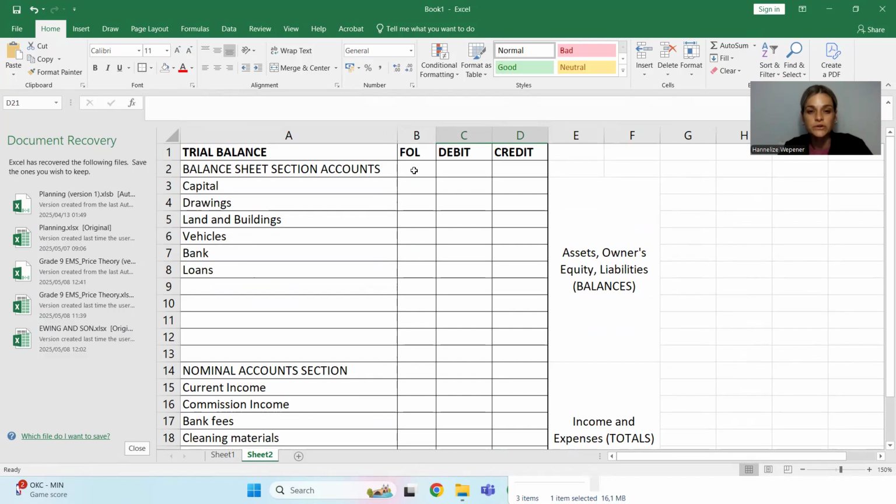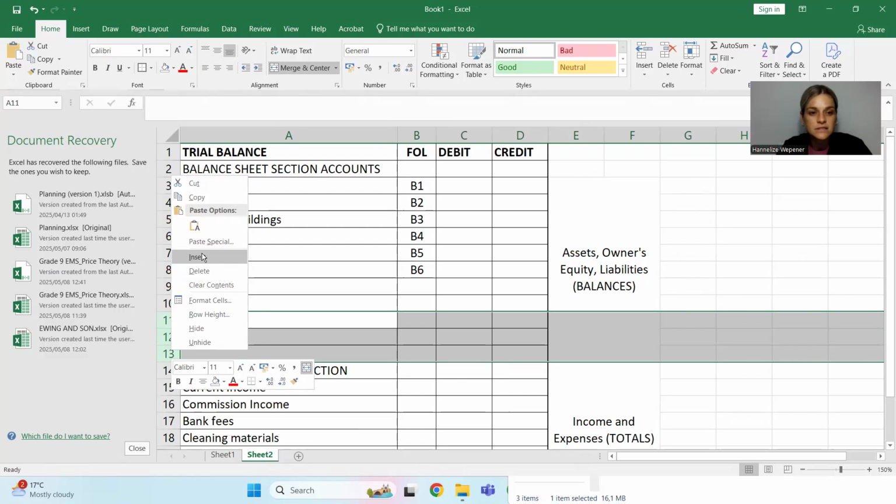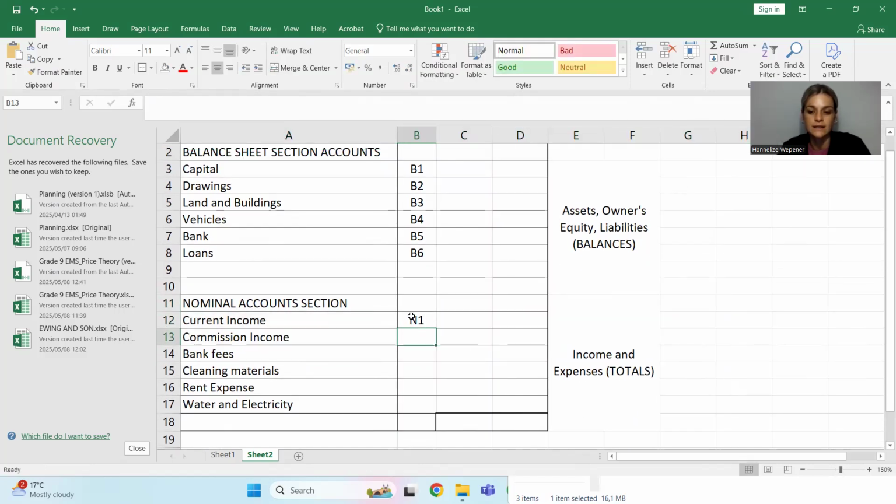So then folio means reference number. In other words, where did I get this information from? And remember, I said the trial balance is a summary of the general ledger. So whatever the ledger account is, that number will go into folio. So for your balance sheet section accounts, those accounts will start with a B, just to say it's a balance sheet section. And then it will just go B1, 2, 3, 4, 5, and so forth. Some teachers prefer if you have specific folio numbers always for certain accounts, but it's going to differ depending on the business that you are working with. Then when we're looking at the nominal section, you will have N1, N2, N3. So nominal account 1, nominal account 2, and so forth in my general ledger.